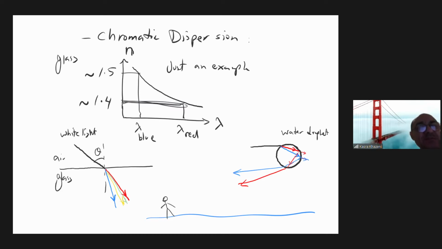Any questions? All right, let me move on. That was just the chromatic aberration effect, where colors separate due to the index being different for different wavelengths. Now let's go to total internal reflection.